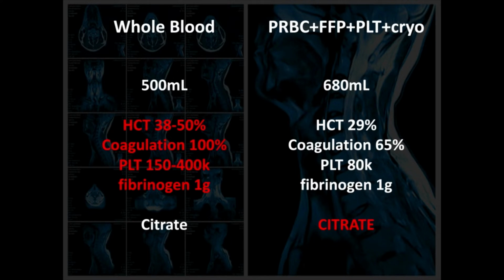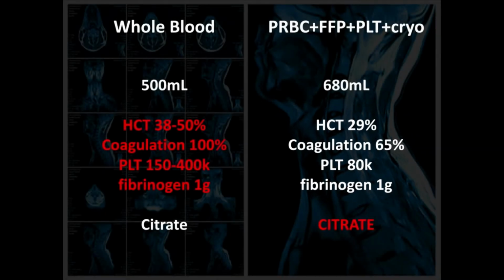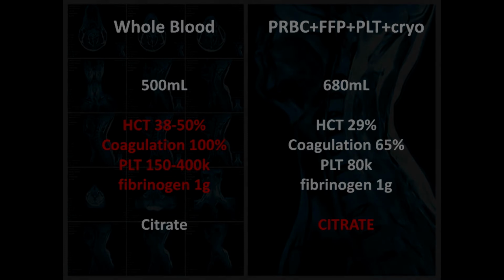When you compare that to component therapy, packed red blood cells, FFP, platelets, and cryo, you're giving more volume, 680 mils. Hematocrit, though, is much lower at 29%. Coagulation, 65%, actually much lower. Platelets, only 80,000. You're still giving that fibrinogen at 1 gram, but your citrate load is massive. So ultimately, whole blood is superior in all counts.